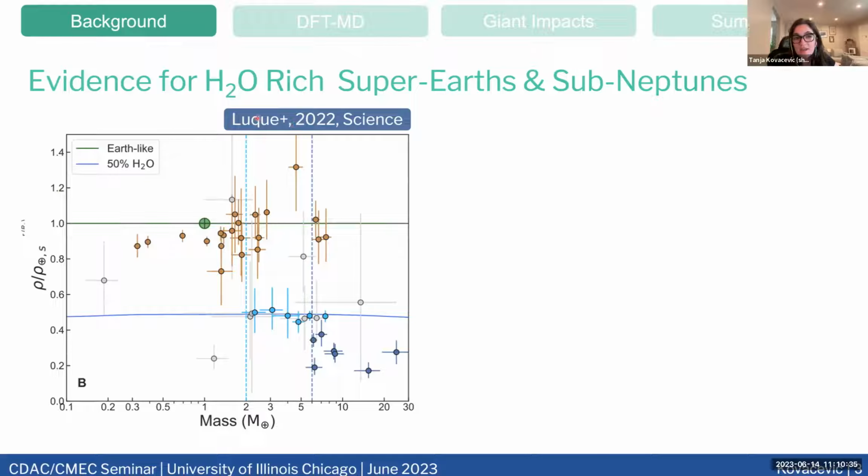That's what Luke and others did in 2022, and they provided a different type of evidence that there are some water-rich planets. This light blue line is showing where water would begin to accrete, and the dark blue line is showing where gas begins to accrete. So this is some more evidence that we potentially have already found some water worlds.